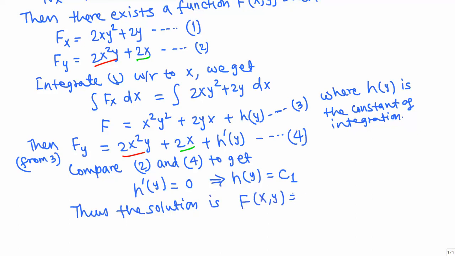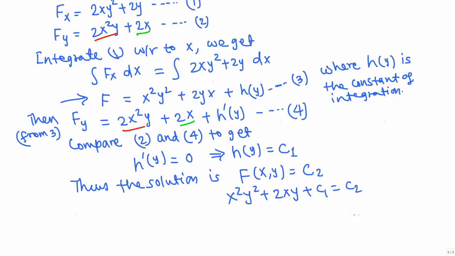f(x,y) equals some constant, we can say c2, where f is given by 3. So here's the function: x squared y squared plus 2yx, which is the same as 2xy, plus h, which was found to be c1, plus c1 equals c2, and we can always move c1 to the other side, and c2 minus c1 is just a constant. That is, x squared y squared plus 2xy equals c, where c is c2 minus c1, and this is the final answer.